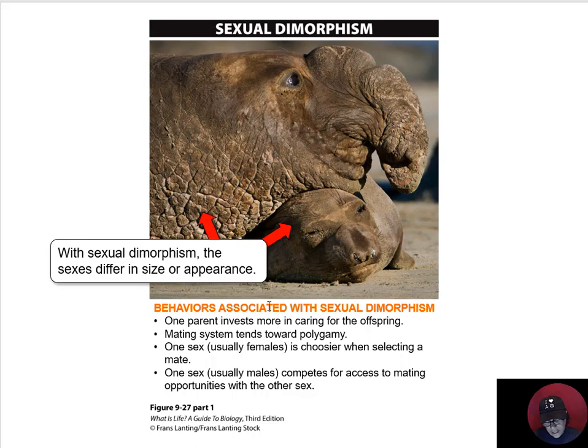And so there are certain behaviors that we see with species that have sexual dimorphism. Males and females look different. One parent invests more in caring for the offspring. The mating system tends towards polygamy. One sex, usually females, is choosier when selecting a mate, and one sex, usually males, competes for access to mating opportunities with the other sex. So that is sexual dimorphism.